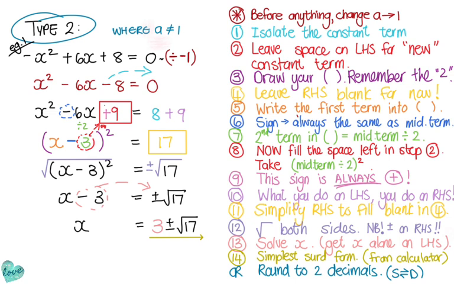Then, this is already in simplest surd form, so the next step would just be 2 decimals if they ask for it, which is minus 1,12 or 7,12. That's it. Hope this helped.